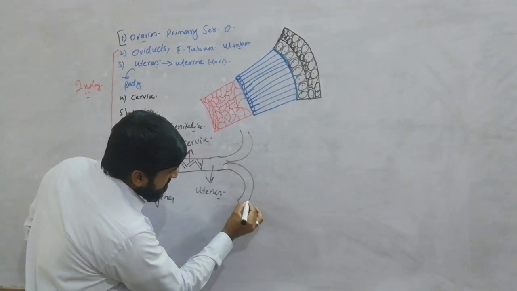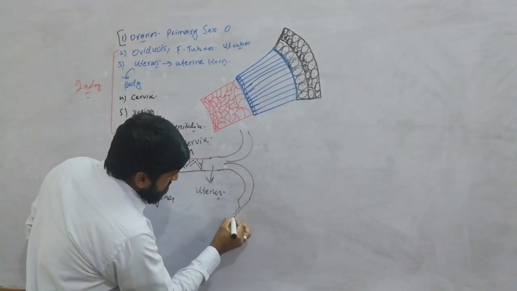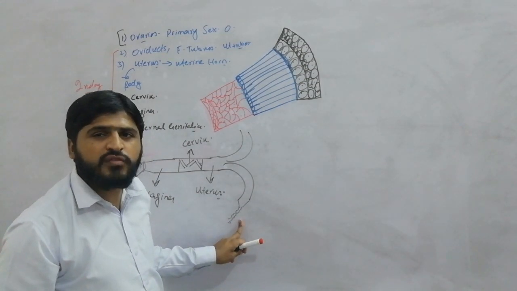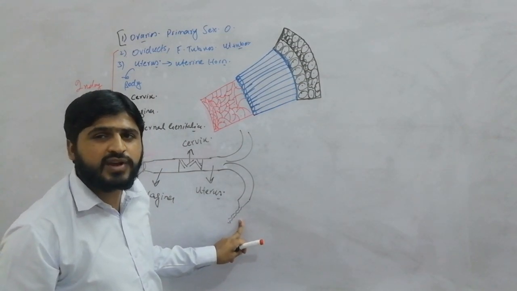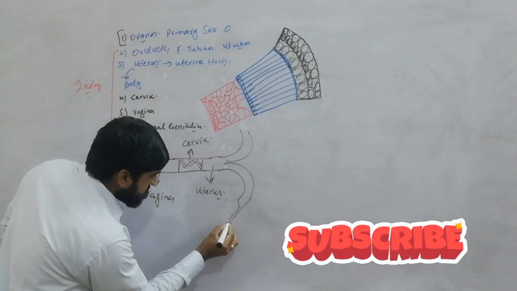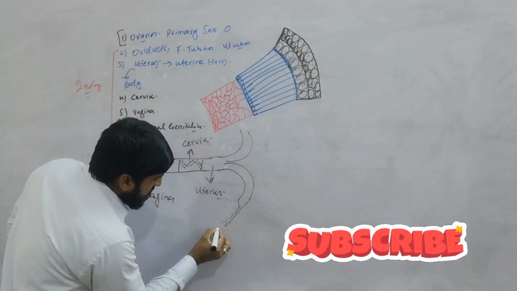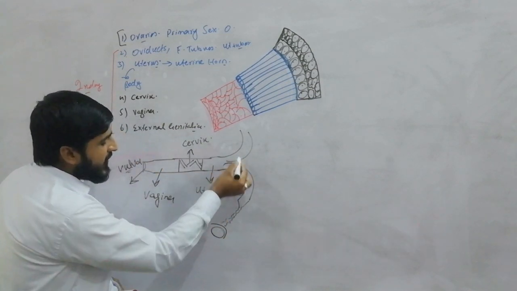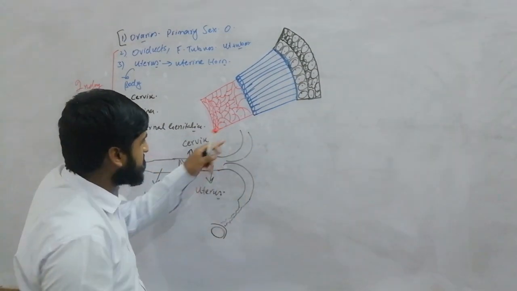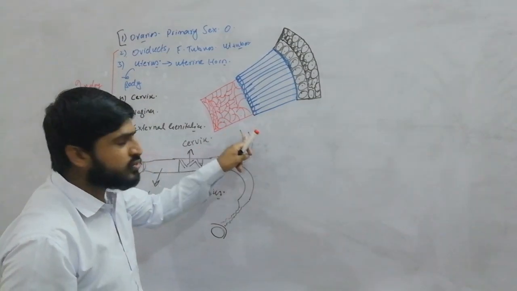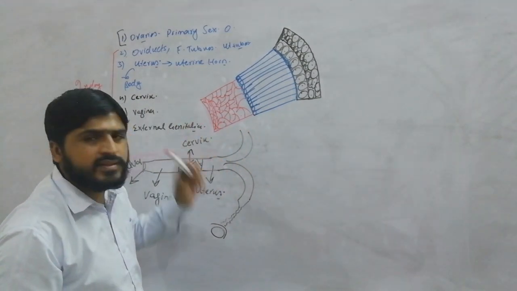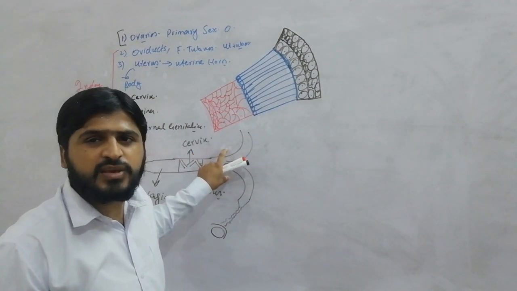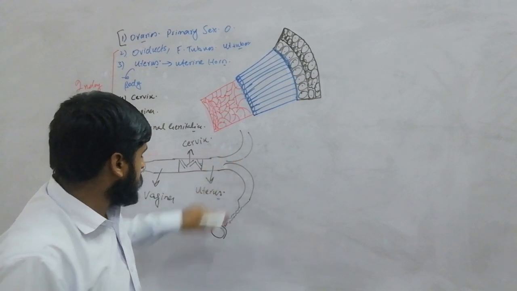Now, after the uterus, there are the fallopian tubes, which are also called oviducts, also called uterine tubes. And at the last, this is the ovary. As it is present: uterine horn, then oviduct and the ovary. This is the diagram of the female reproductive system.